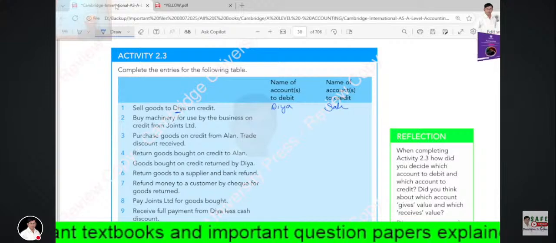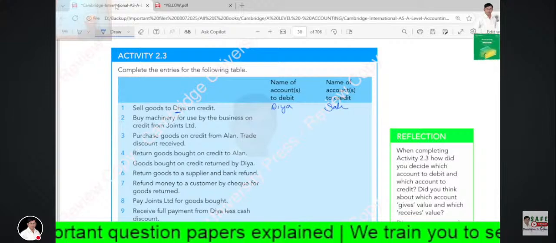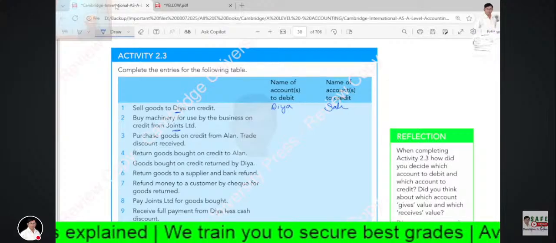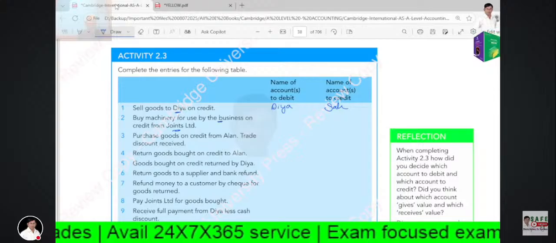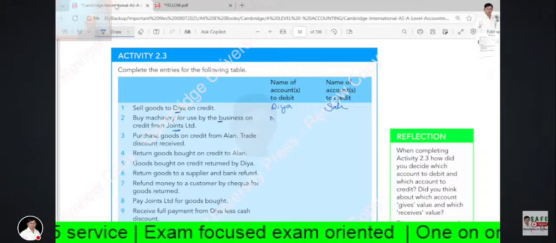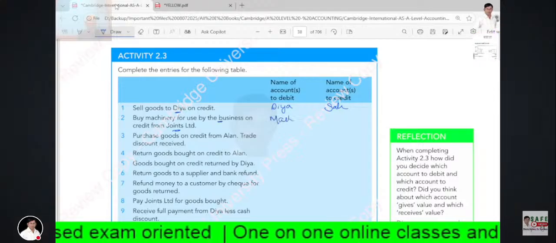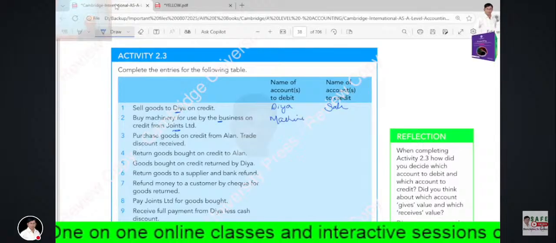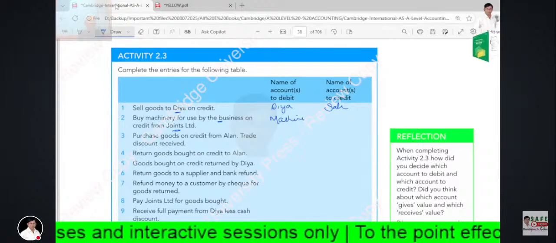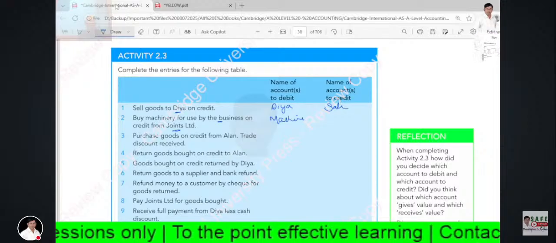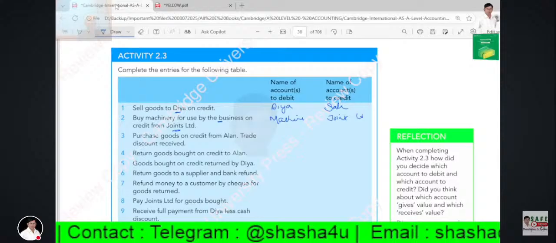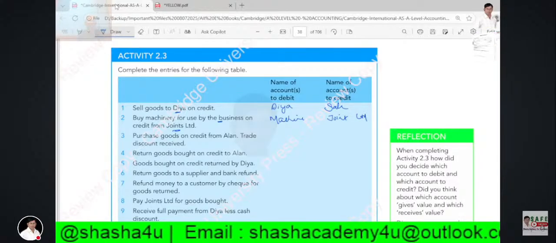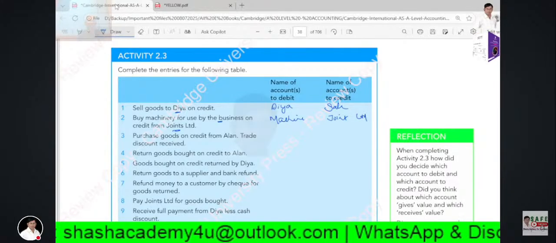Buy machinery for use by business on credit from Jones Limited. Since you are buying machinery for use by the business, machine is coming in, so it is an asset, a real account: debit what comes in. Machinery account is debited. Who is the giver of the machine? Jones Limited is the giver of the machine.